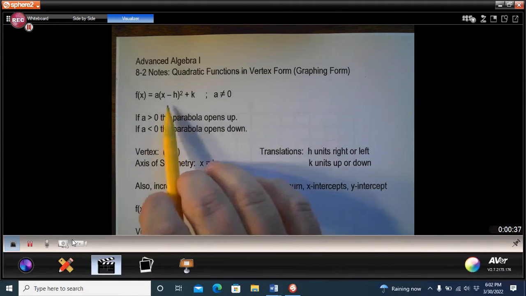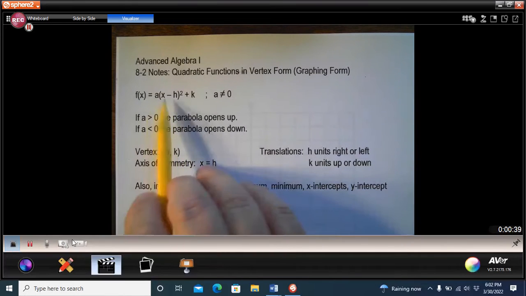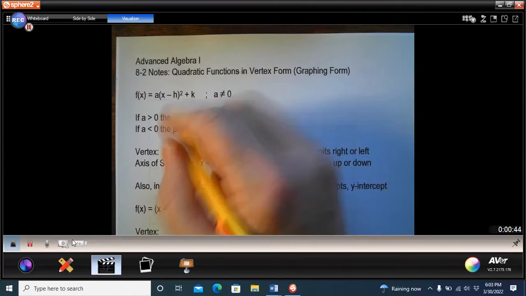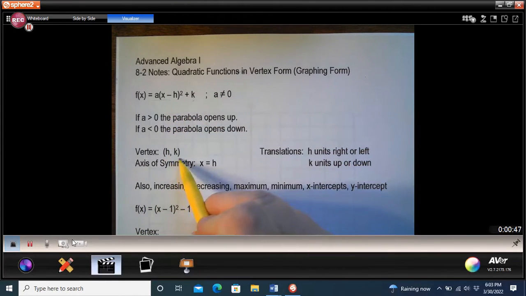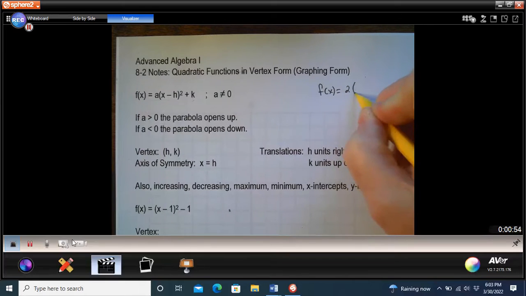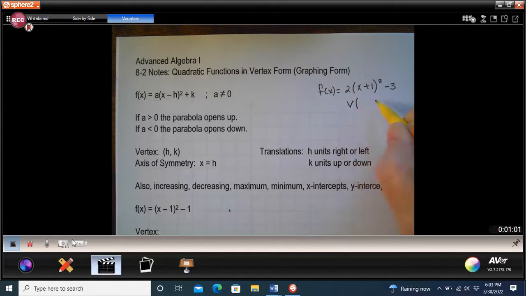The reason we call it vertex or graphing form is because I can look at this equation and I can tell you that the vertex is the ordered pair (h, k). So if I had f(x) = 2(x + 1)² − 3, the vertex of that would be (−1, −3). I take the opposite of what's in the parentheses and the same as what's out here for the y value.